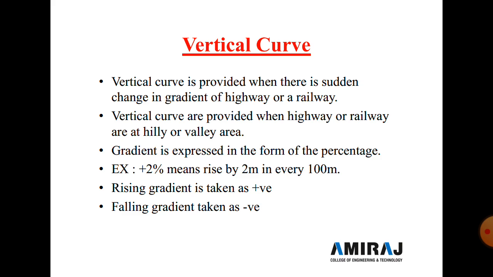So if the gradient shows a positive value, it means the highway or railway is rising, and if the gradient shows a negative value, it means the highway or railway is going in a downward direction. Like a plus 2% rise means 2 meters in every 100 meters, the road network or railway network goes higher.